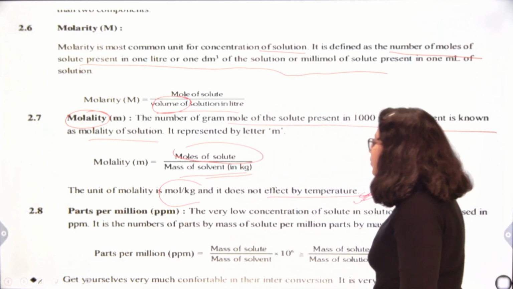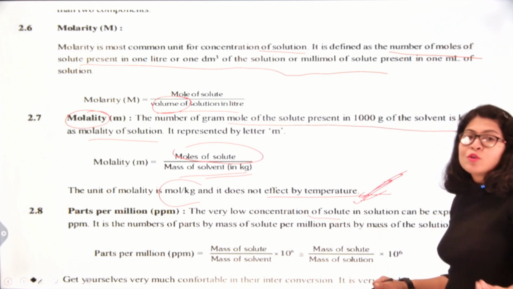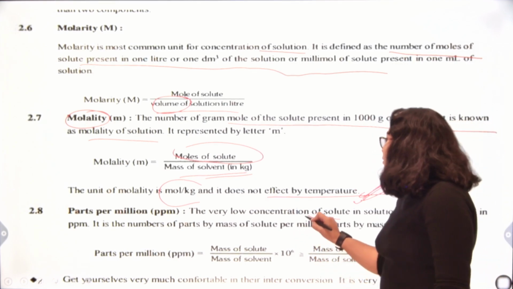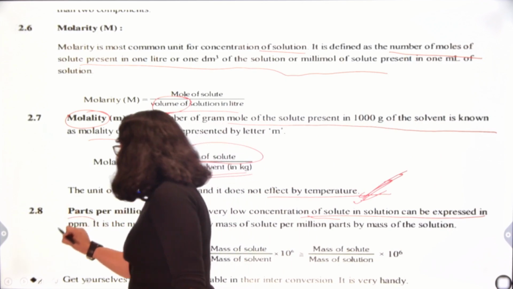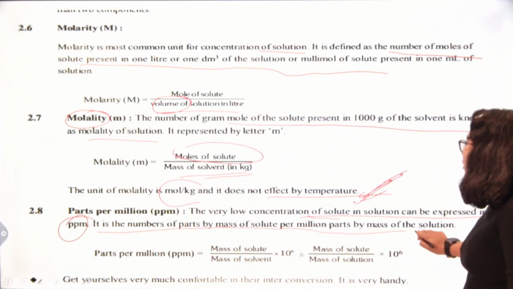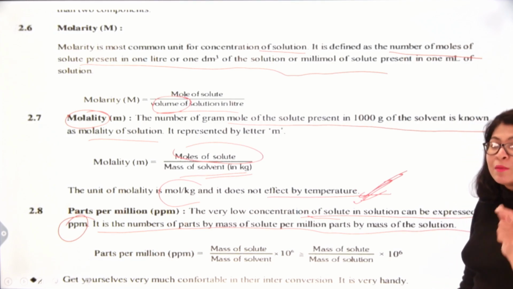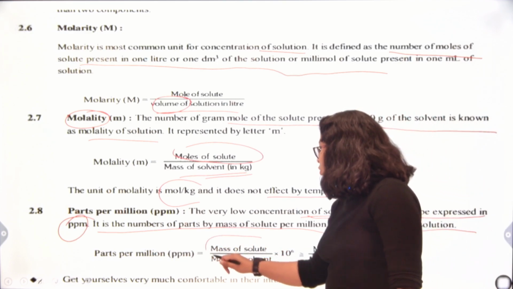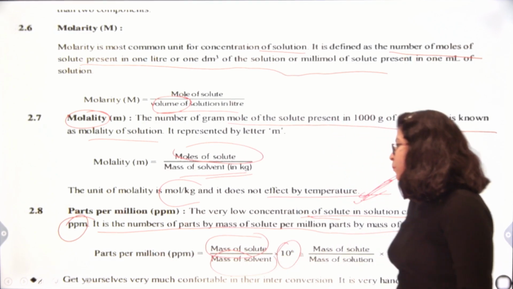Now this is parts per million. It is very low concentration. If the concentration of solute in the solvent is very low, then we use parts per million. It can be represented as ppm. Okay, parts per million. It is the number of parts by mass of solute per million parts by mass of the solution. So we have to multiply a million component, that is 10 to the power 6. Okay, so it is mass of the solute by mass of the solvent into 10 to the power 6.